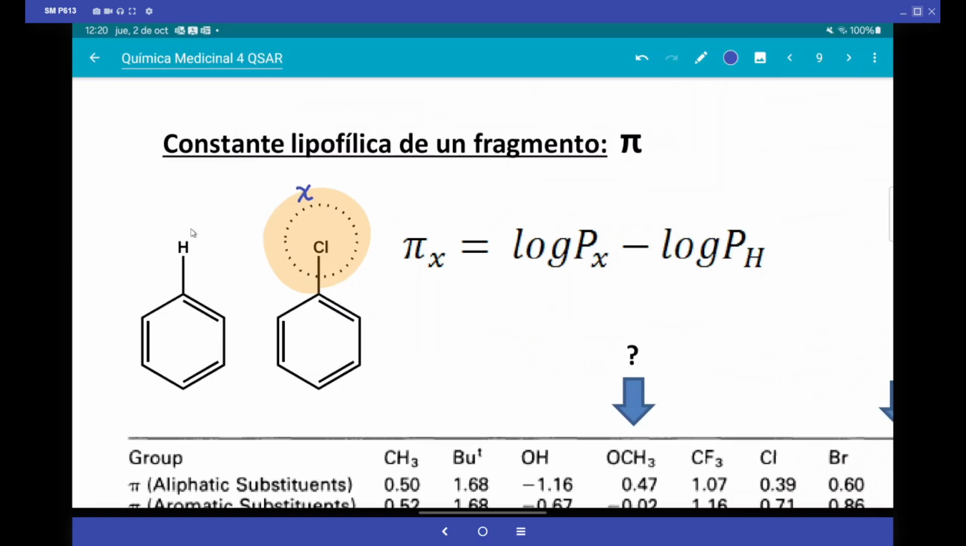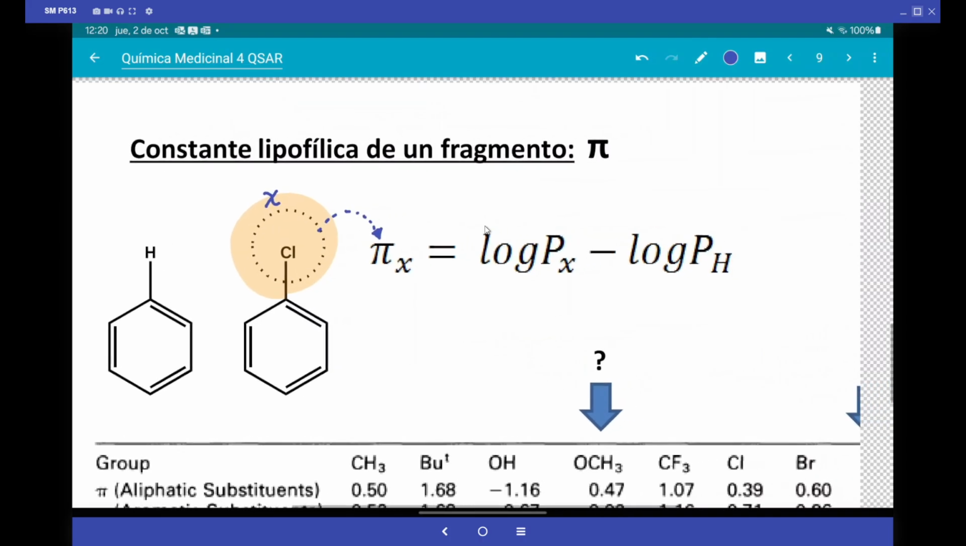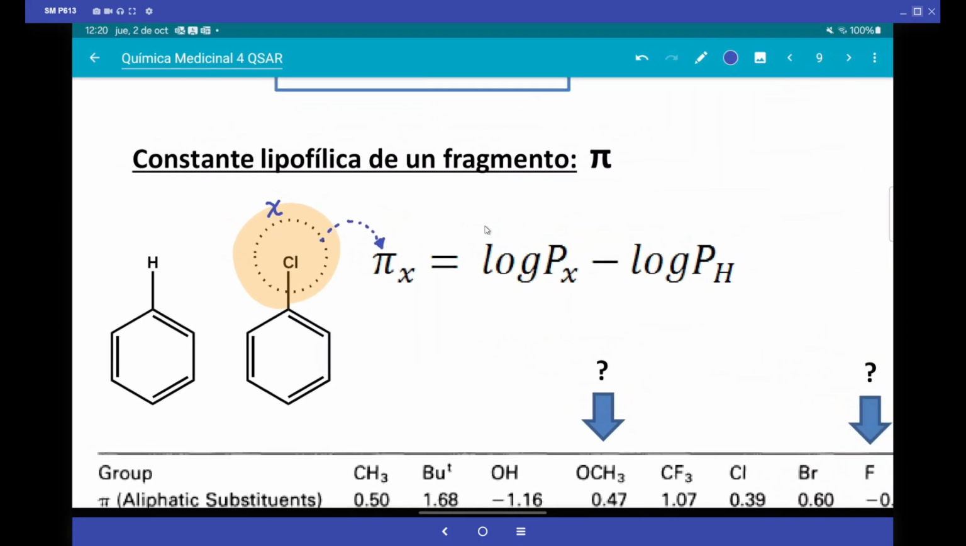That difference then gives us pi, which would be the lipophilia of this fragment. The lipophilic contribution of a very interesting fragment. Again, the question arises what happens if this difference is positive, and what happens if it is negative, and as a reference.